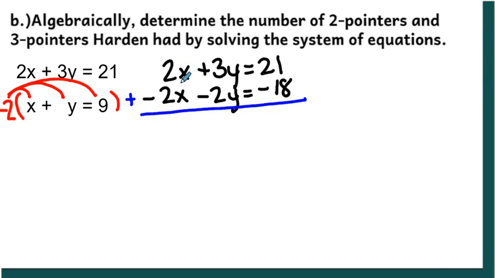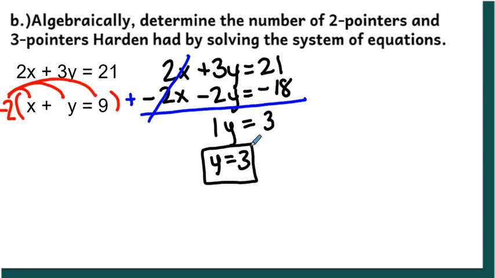And when we add the equations together, the positive 2x and the negative 2x cancel each other out. When we combine the like terms of the y's, 3y minus 2y leaves us with 1y. When we subtract 21 minus 18, it leaves us with 3. Or we can write it as y equals 3. And we have just solved for our very first variable using the elimination method.